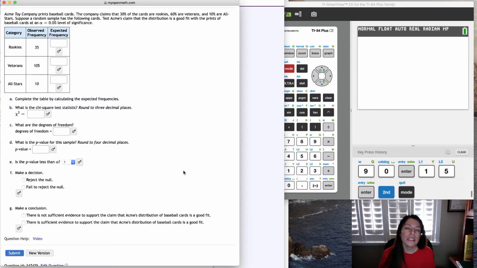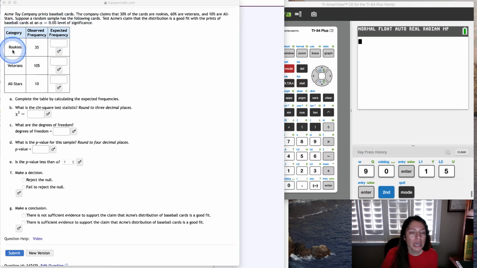Hi, so in this example, we're going to demonstrate a goodness of fit test to see whether a distribution is a good fit. It says an Acme toy company prints baseball cards. The company claims that 30% of the cards are rookies, 60% are veterans, and 10% are all-stars. Suppose a random sample has the following cards. Test Acme's claim that the distribution is a good fit with the prints of the baseball cards at an alpha of 0.05 level of significance.